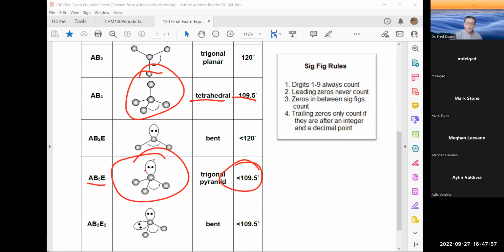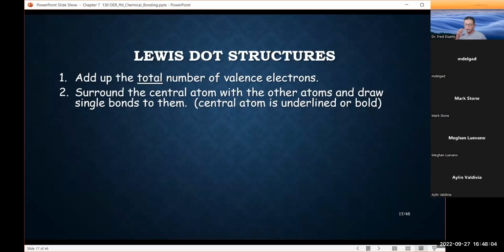All right. So what we do to figure out the structure is, one, we tally up all of the valence electrons that are brought in to the table, so to speak, from all of the atoms in that count, okay? Once we know that, we take the central atom, which has been designated, and then we attach all the other atoms to the central atom and draw a single line between them, okay?